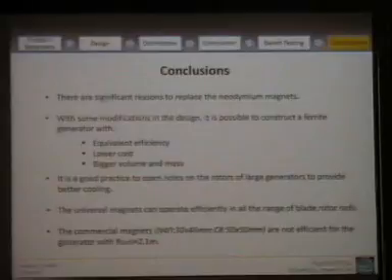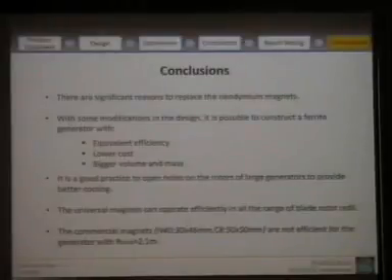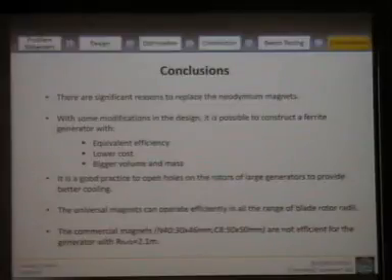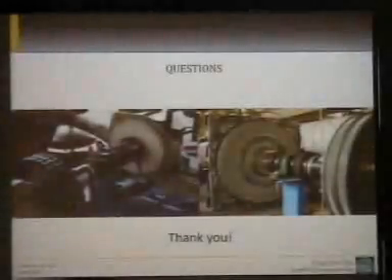So, concluding, there are significant results to replace the neodymium magnet. We found out that with some modifications in the design, it is possible to construct a ferrite generator of equivalent efficiency, lower cost, but bigger volume and mass. It is a good practice to open holes on the rotors of large generators to provide better cooling. The universal magnets that we found can operate efficiently in all the range of blade rotor radii, and the commercial magnets are not so efficient for the biggest of the generators. Thank you.